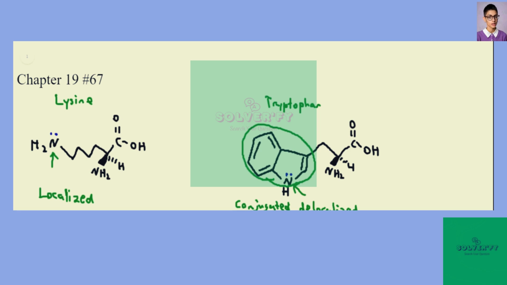And that is why tryptophan is classified as a neutral amino acid, whereas lysine is classified as a basic amino acid. And that's the answer to Chapter 19, problem number 67.